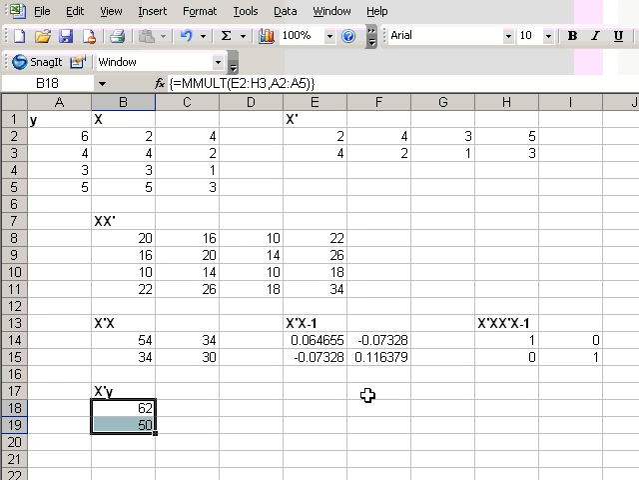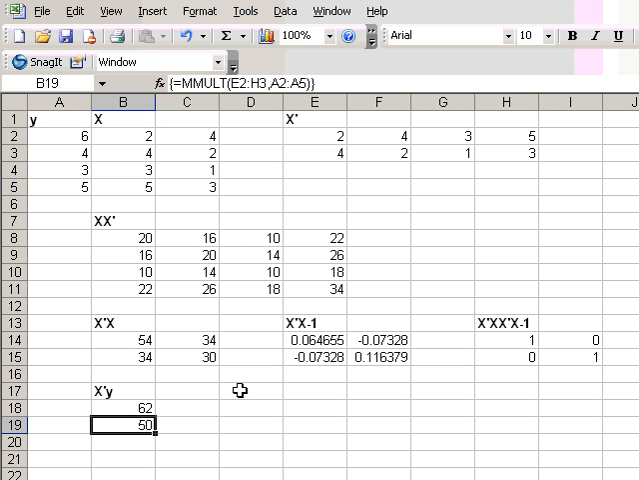Now what I have here is this as one equation and this as another equation, and there are coefficients which, when I multiply them, the coefficient times 54 plus the second coefficient times 34, I will get 62. And again, if I multiply the same coefficient times 34 plus the same coefficient times 30, I will get 50. How do I find those coefficients?